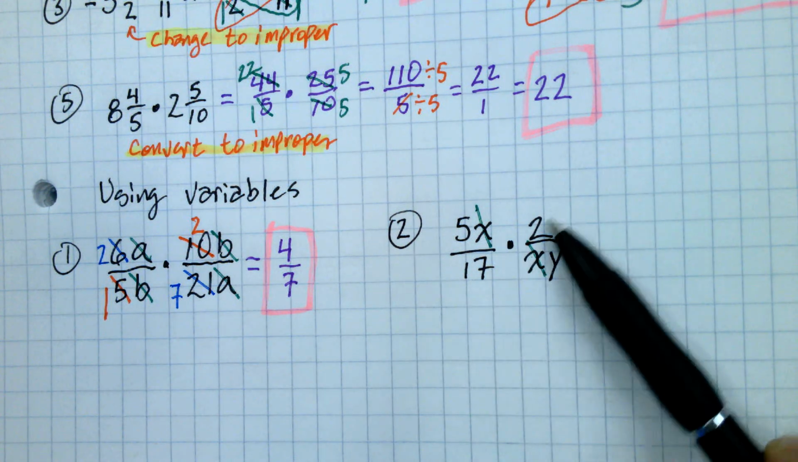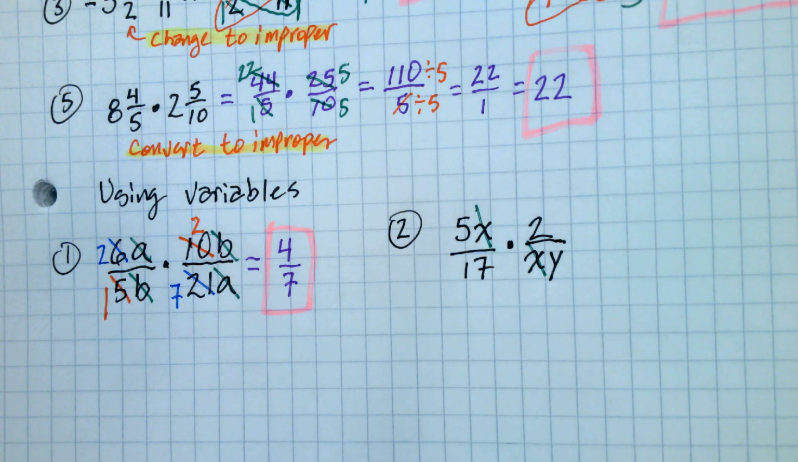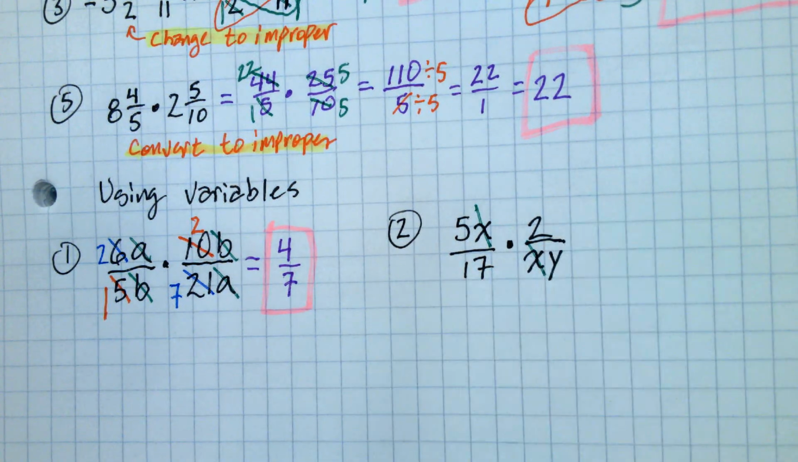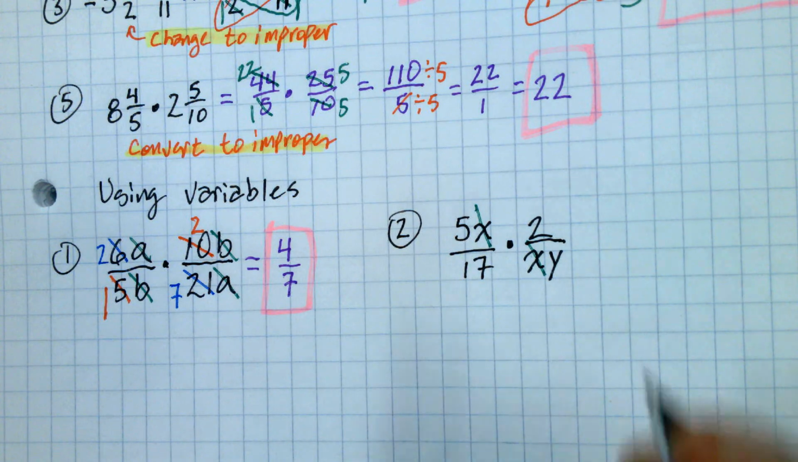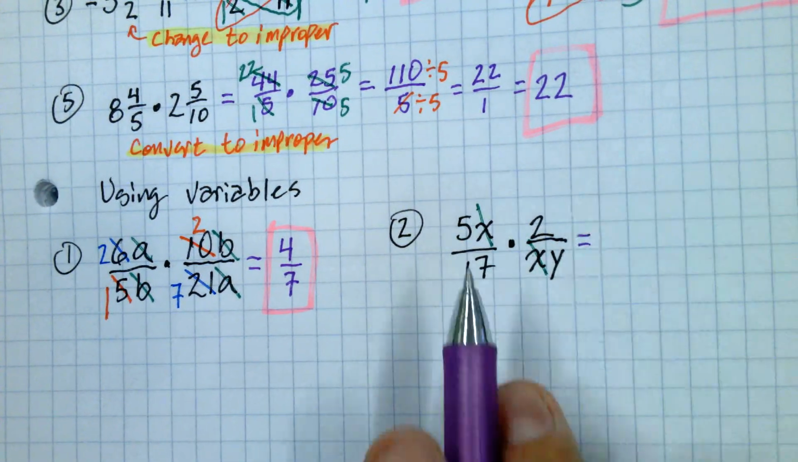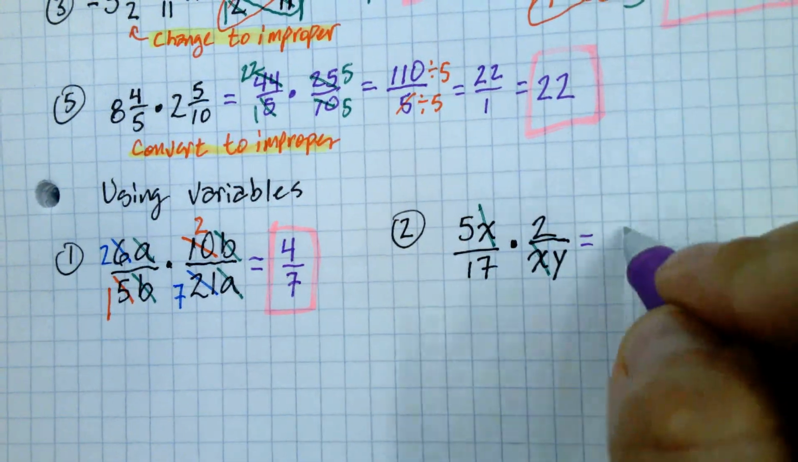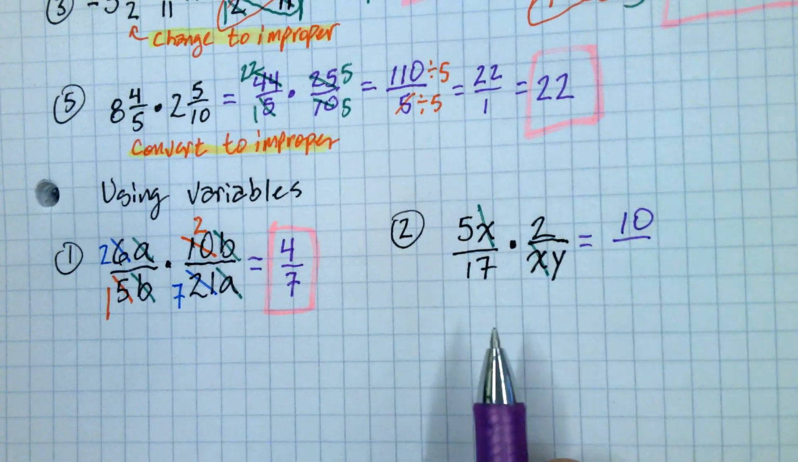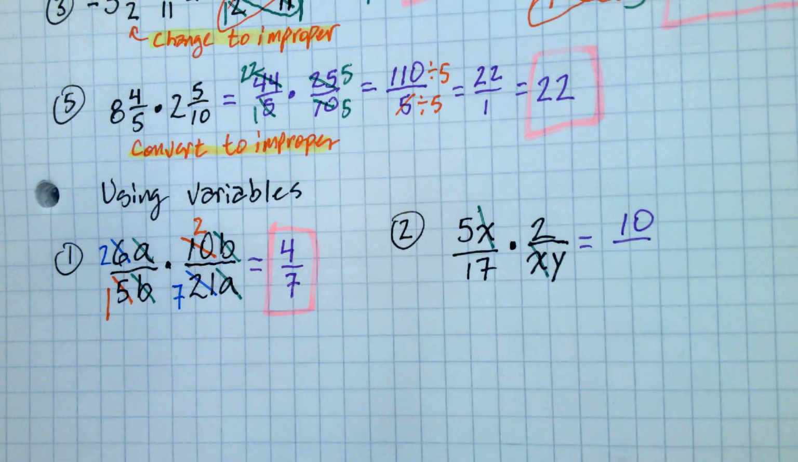Now let's look at our numbers. Look at 17 and 2. Can I cancel anything between 17 and 2? Is there a common factor? Nope. So now we just multiply. Multiply 5 times 2. Multiply 17 times y. Does anyone know what that is? 17y.